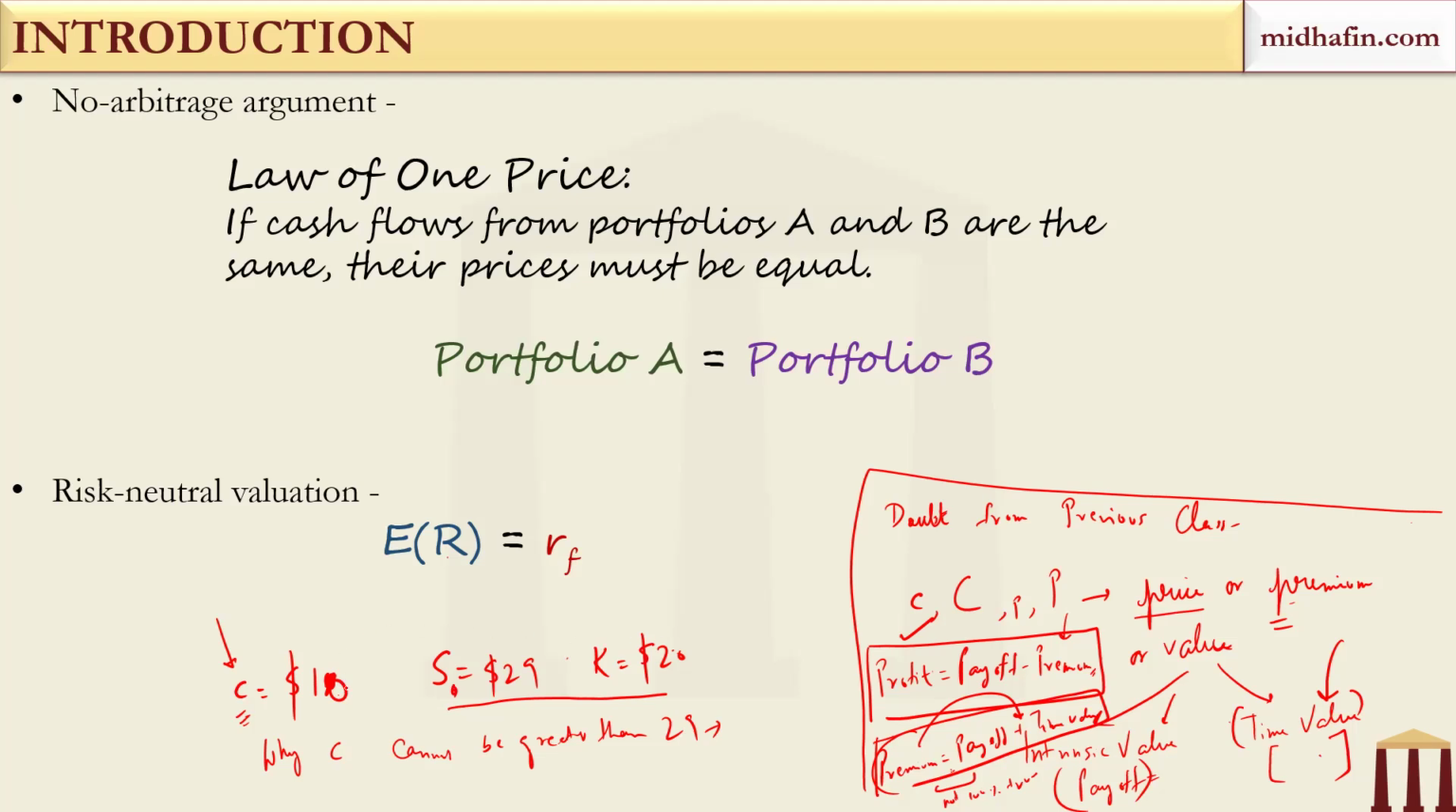The current premium should be close to the payoff, right? It should be close to 9. That is the idea, right? But even if it is not close, that is still okay.